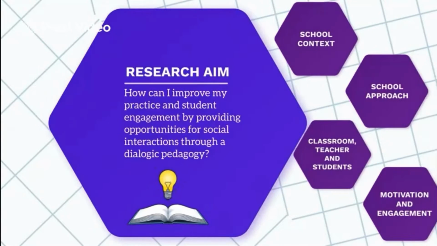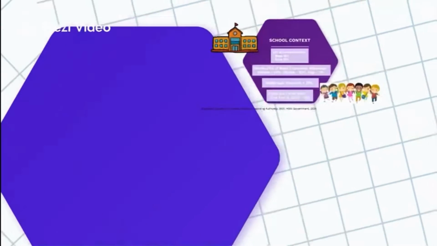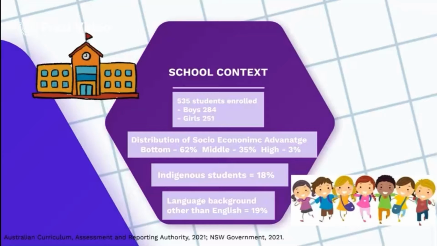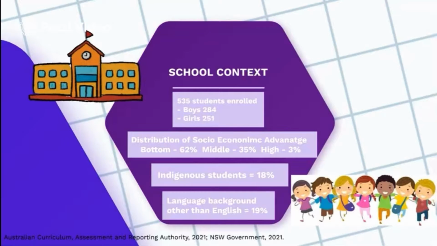The aim of this action research is to explore how I can improve my practice and student engagement by providing opportunities for social interactions through a dialogic pedagogy. This research will be conducted within a low socio-economic government primary school situated in the Greater Western Sydney region.